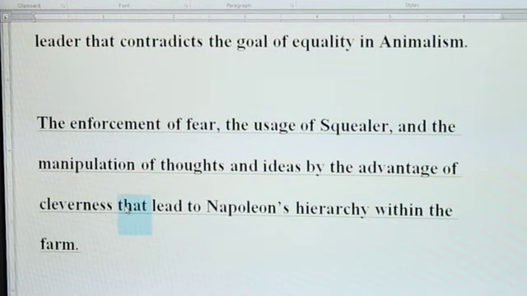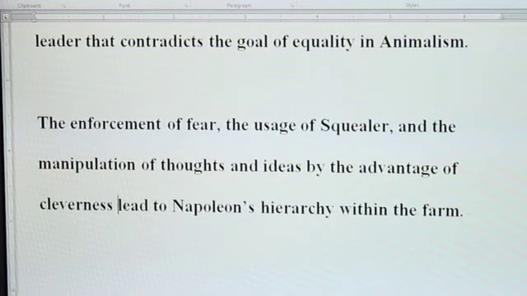So we take out that and we just have those subjects go along with that predicate lead. Now we have a complete thought. So the enforcement of fear, the usage of squealer, and the manipulation of thoughts and ideas by the advantage of cleverness lead to Napoleon's hierarchy within the farm.